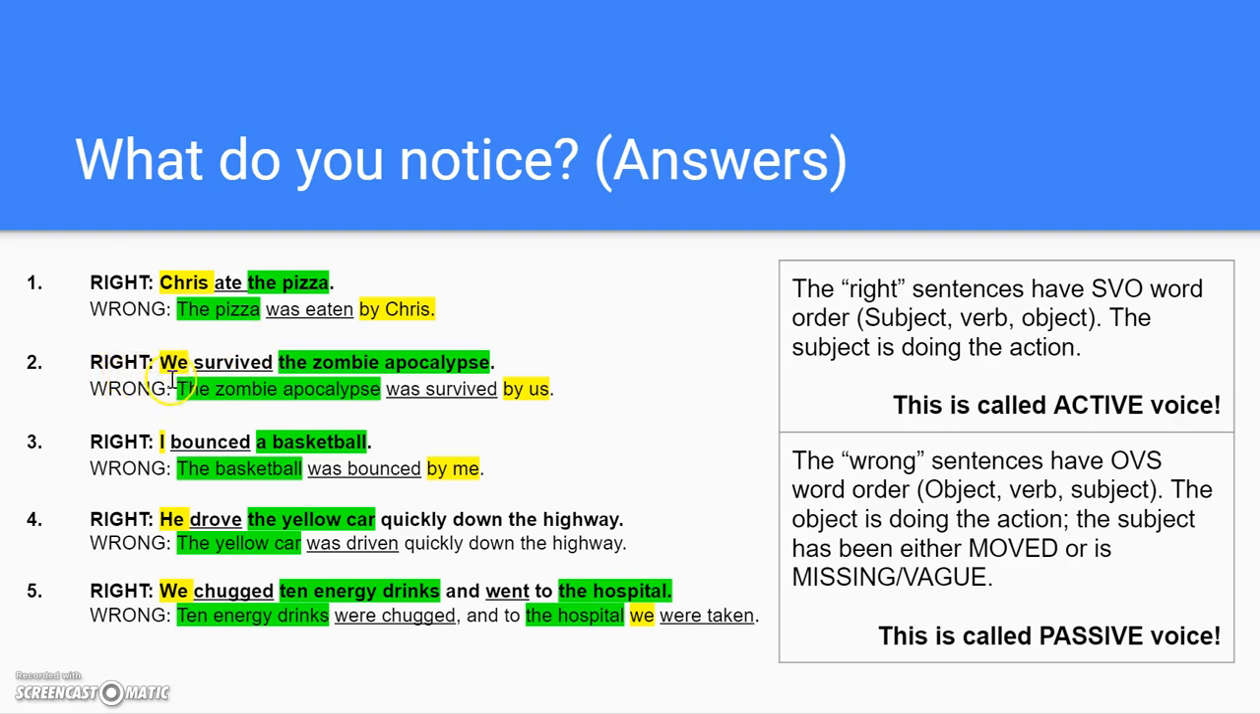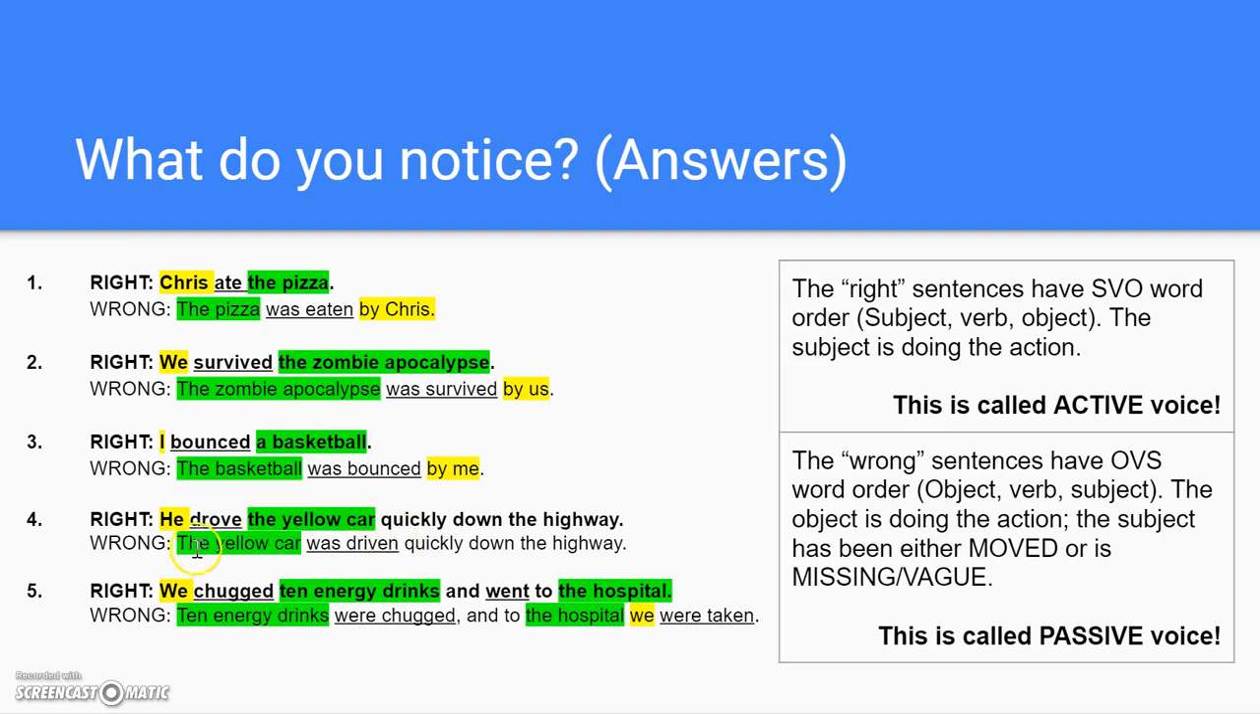If I flip-flop number 2, the zombie apocalypse was survived by us. Doesn't that sound weird? Passive voice often sounds weird. Number 3, the basketball was bounced by me. Who talks like that? I know very few people who would willingly do that in average common dialogue. The yellow car was driven quickly down the highway.